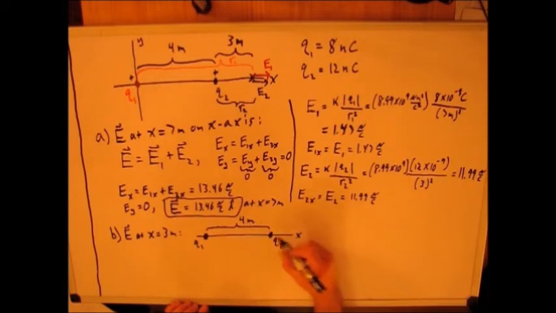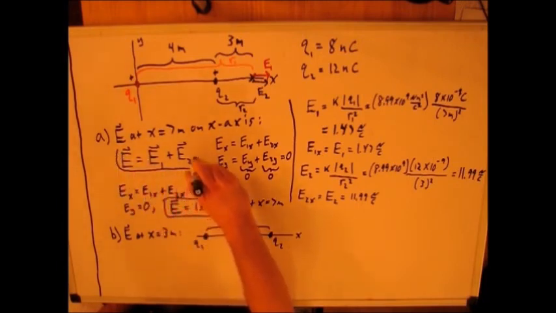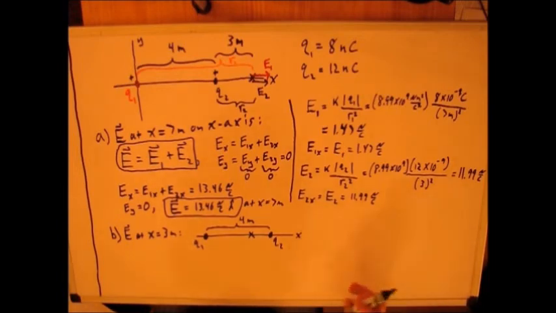This is my x-axis, positive x-axis. X equals 3 meters, that's right here. So that's the spot on the x-axis where we want to calculate the net electric field. Same equation to start with: the net electric field at that point is the vector sum of the two electric fields due to each individual charge. So let me draw each of those.